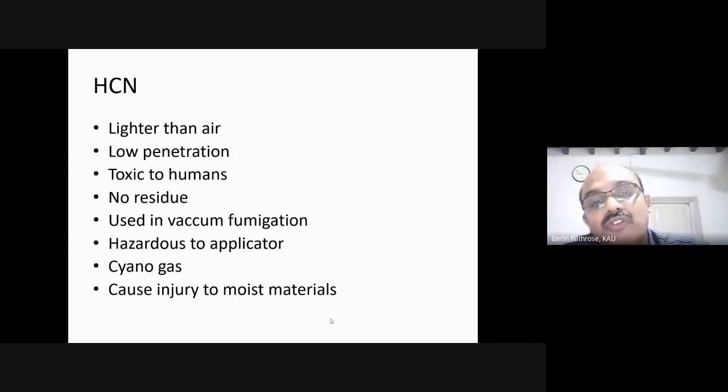Mainly used for vacuum fumigation. Because of its lighter nature, it has low penetration. But if you're using it in vacuum fumigation, we can improve the penetration. That's why it is mainly used for vacuum fumigation. But one adverse problem with HCN is it can cause injury to moist material.